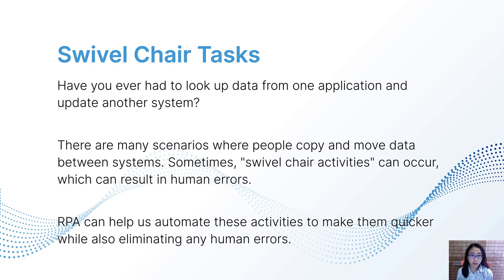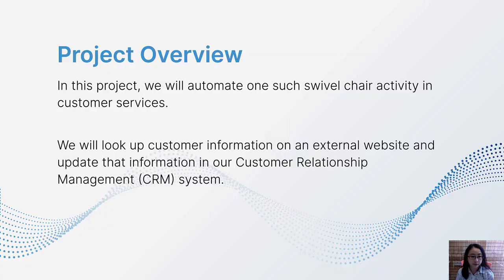A swivel chair task is a task where the human takes data out from one application or one system and then processes the data and then inputs the data to another system or application. So it's like you sitting on a swivel chair and moving between different systems. And the CRM automation that we are looking at today is a very typical swivel chair task.